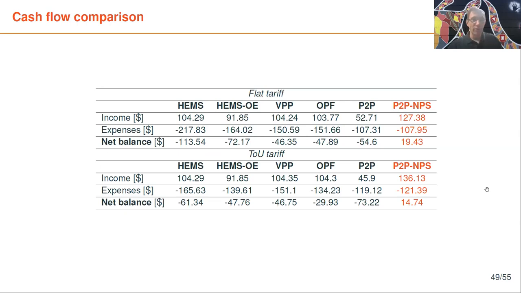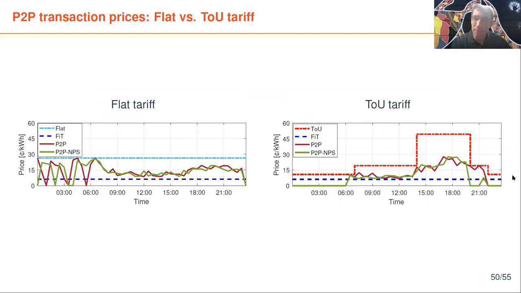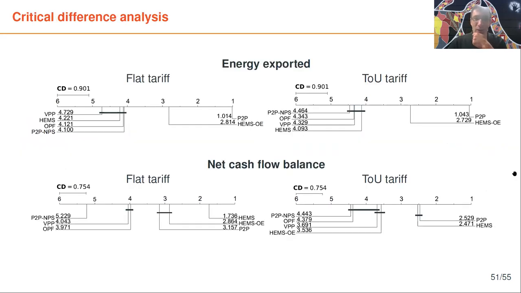Here are cash flow comparisons. One thing to note is that this peer-to-peer with network permission structure actually ends up making money for the customer. So the amount of money you pay to buy electricity is less than what you get when you sell electricity to the market. And that's simply because you can sell power at a price that is higher than the time of use tariff. But note here that also the customers who buy power, they do it for a price that is less than the applicable time of use tariff. So eventually everyone benefits. Okay, I will skip that.